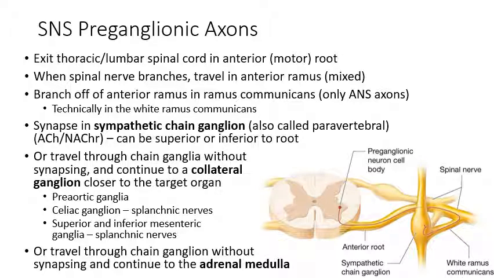So we'll go into a little bit more detail on the anatomy of the sympathetic nervous system. For the preganglionic neurons in the sympathetic nervous system, of course, their cell bodies are in the thoracic and lumbar segments of the spinal cord, and their axons are going to exit along a thoracic or lumbar spinal nerve. So first, that preganglionic axon is going to travel down the anterior root of the spinal nerve, which is the root that carries motor information.